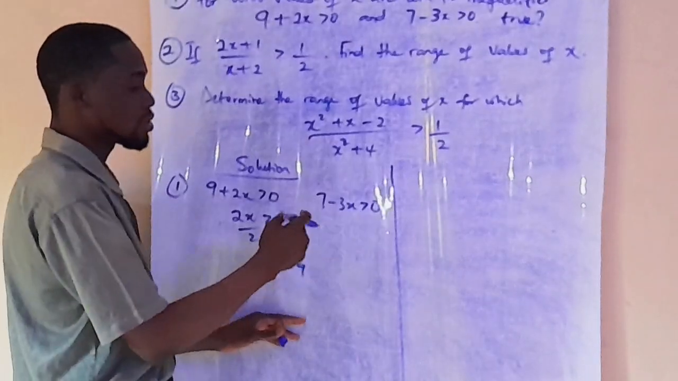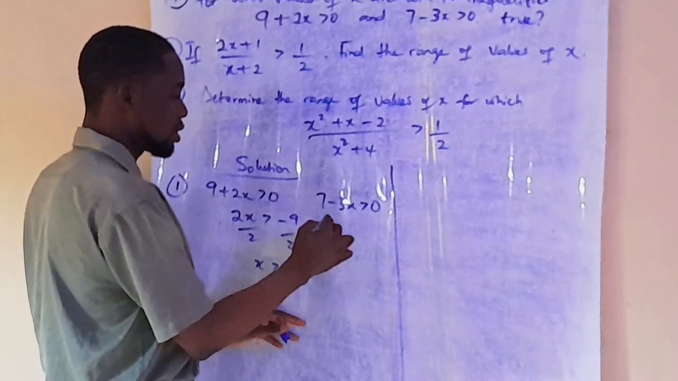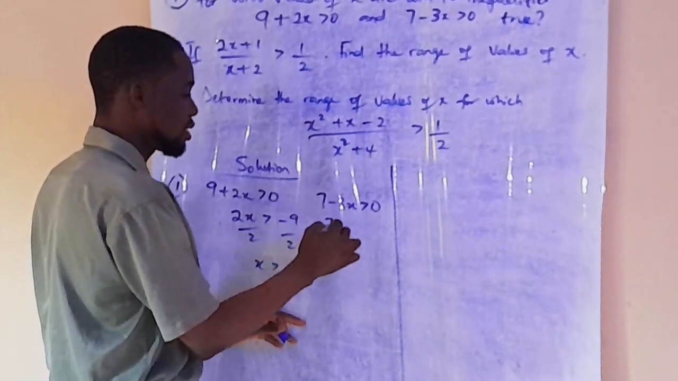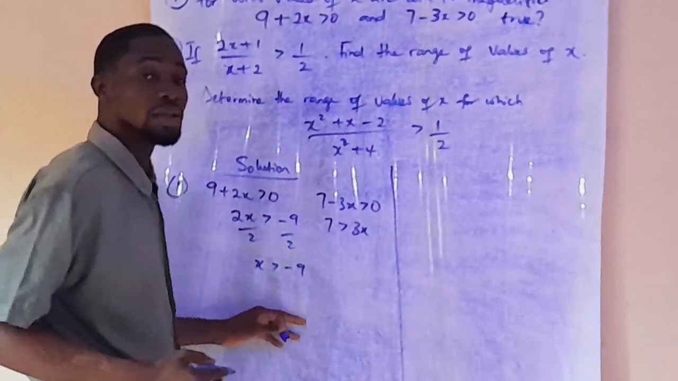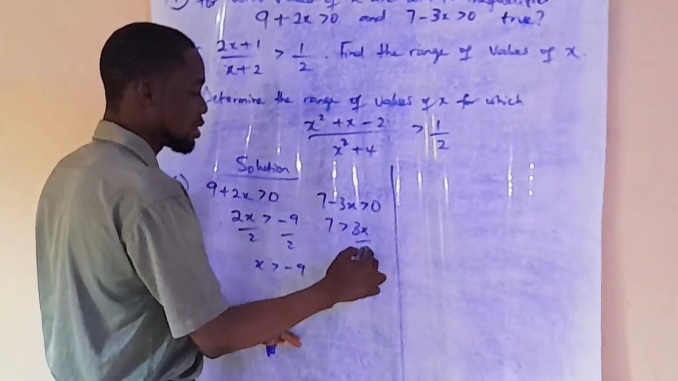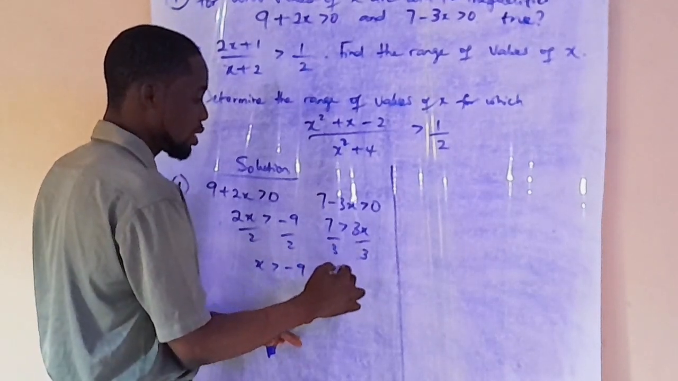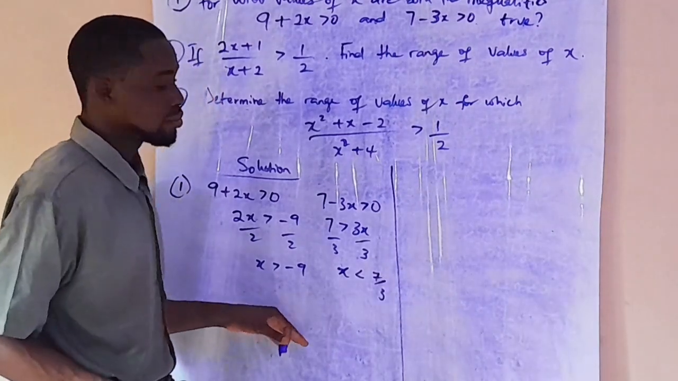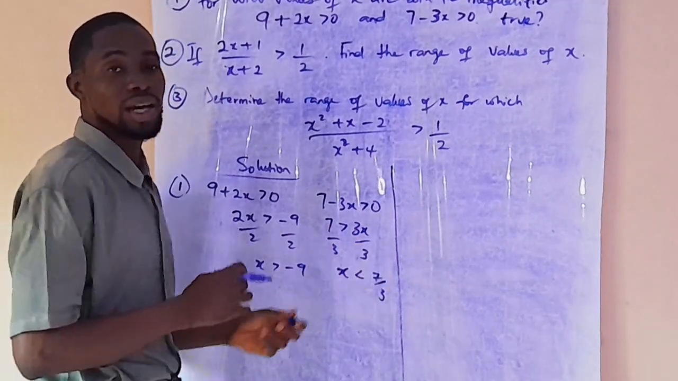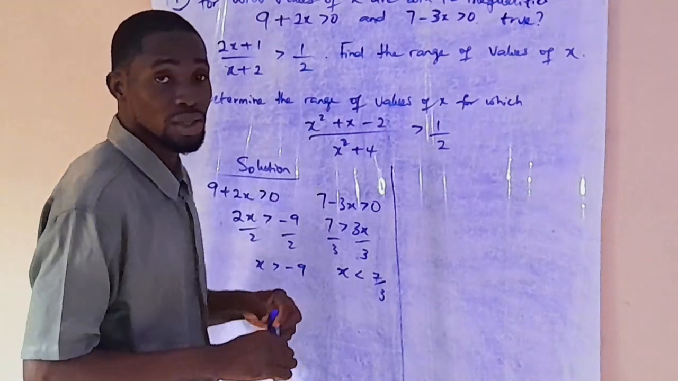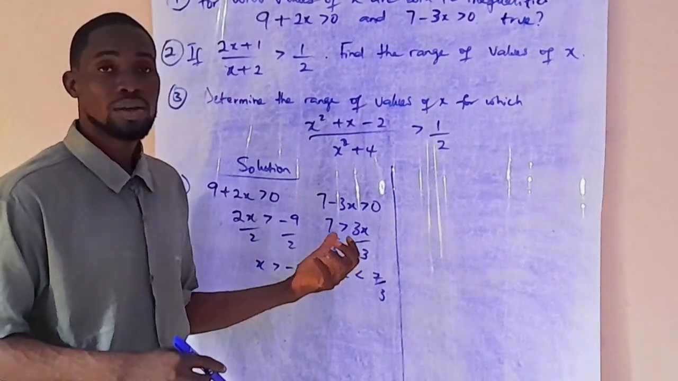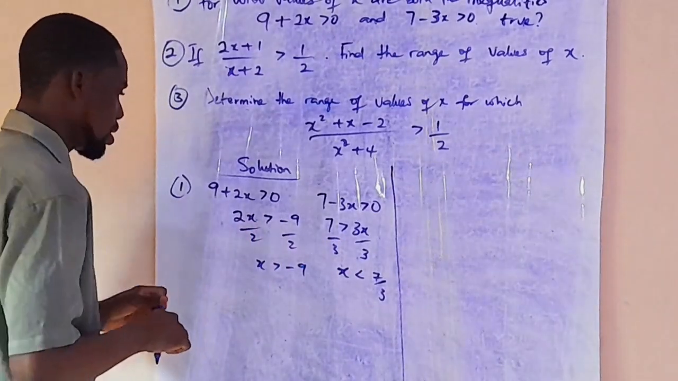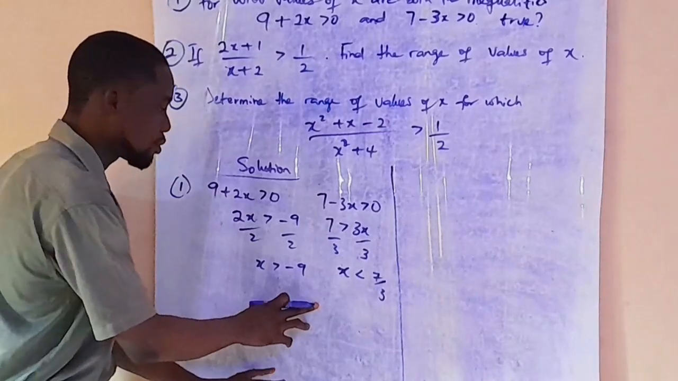For the second one, we have 7 minus 3x greater than 0. So let's take minus 3x to the right hand side because it is negative. So I have 7 to be greater than 3x. At this point, if I go by 3, x now becomes less than 7 over 3. Why? Because after solving, I switched my inequality. And remember in one of my videos, I said when you switch your inequality, automatically the sign changes because it's not equal.